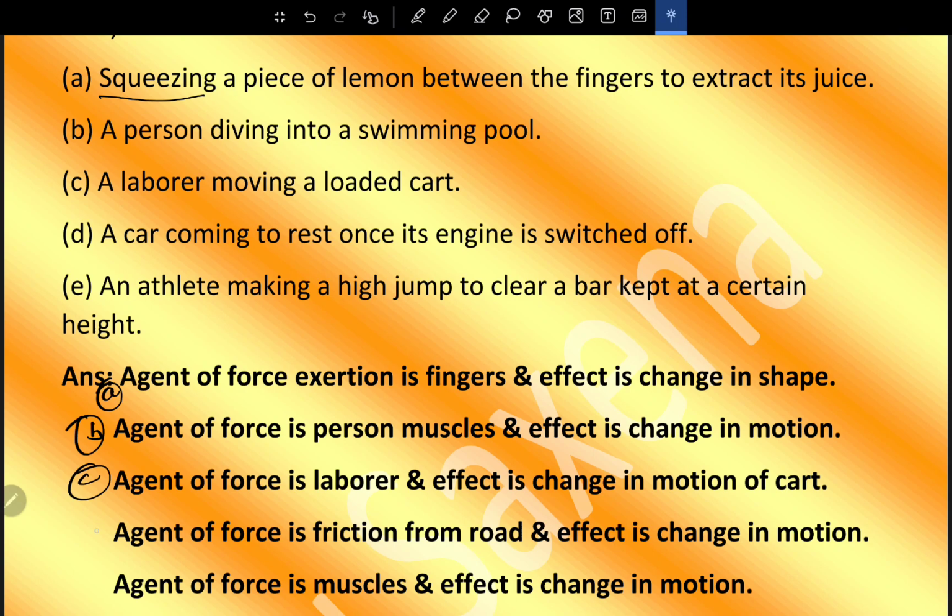And the D, this is D. Agent of force is friction from road and effect is change in motion. And this is E. Agent of force is muscles and effect is change in motion.